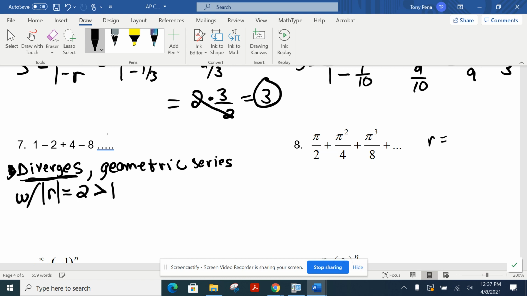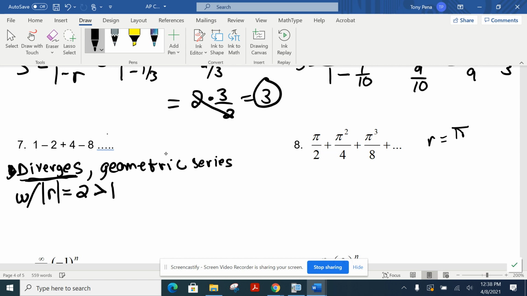So if we go to number 8, first one we haven't done already. Identify what your r is. That's kind of the first thing we need to make sure we do. All right, based upon our ratio, what do you think your ratio is, should this converge? No. All right. Nick, what did you get for the ratio here?